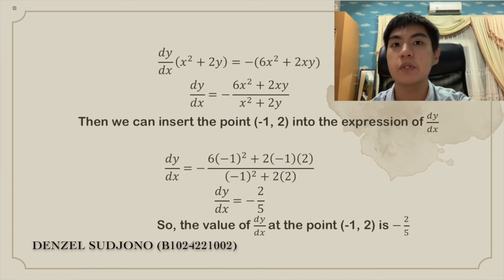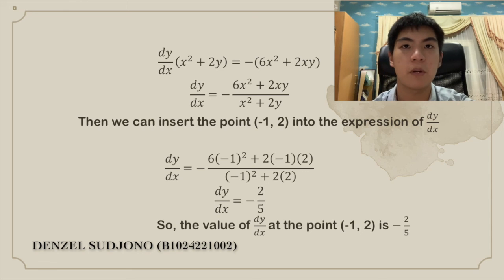After we complete the differentiation, we can isolate dy per dx by arranging the equation. dy per dx times x to the power of 2 plus 2y equals negative 6x to the power of 2 minus 2xy, which we get dy per dx equals negative 6x to the power of 2 minus 2xy per x to the power of 2 plus 2y.